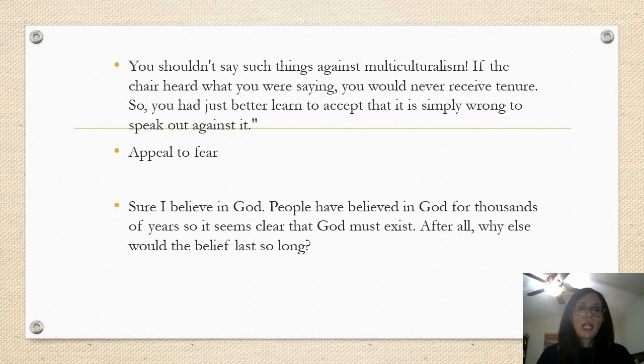Then we have, sure, I believe in God. People have believed in God for thousands of years, so it seems clear that God must exist. After all, why else would the belief last so long? That one's pretty easy. This belief has lasted for thousands of years, so that's appeal to tradition. As it stands, it's weak, but if you found anthropological studies that compared different cultures and looked at commonalities in their belief system, this could be a valid use of an appeal.